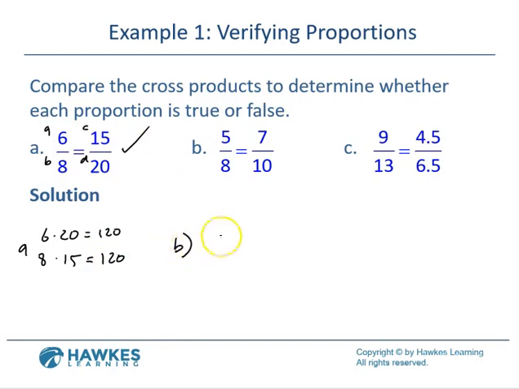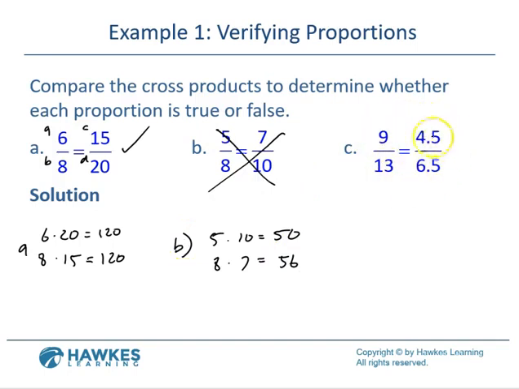Let's do B. I've got 5 times 10, which obviously equals 50, and I just have a feeling that this is not going to be a proportion, because look what happens when you do 8 times 7. You get 56. So this right here is not a proportion.